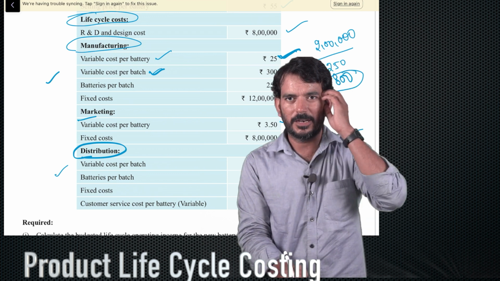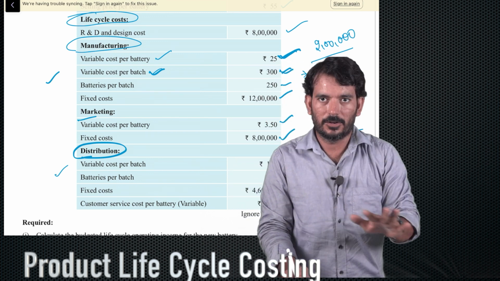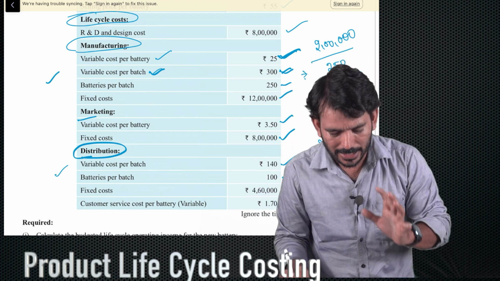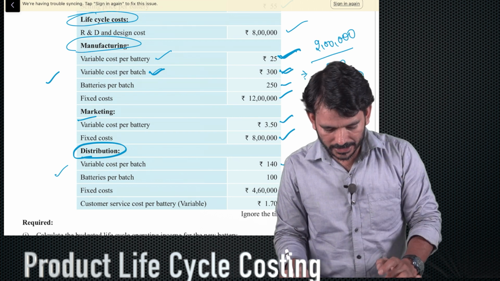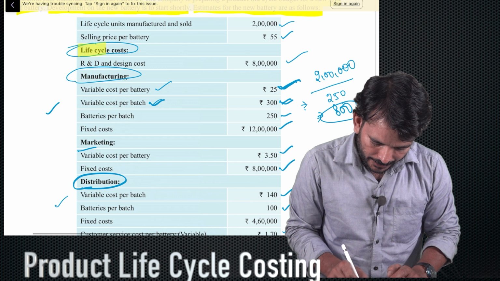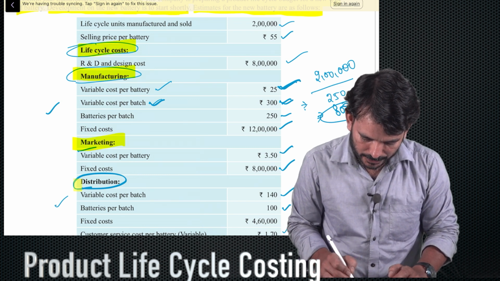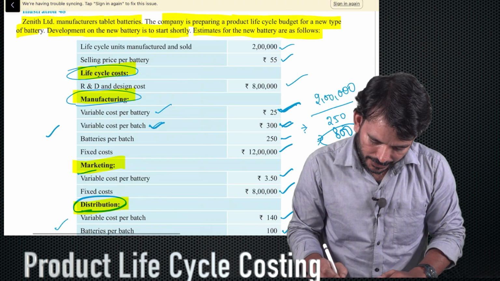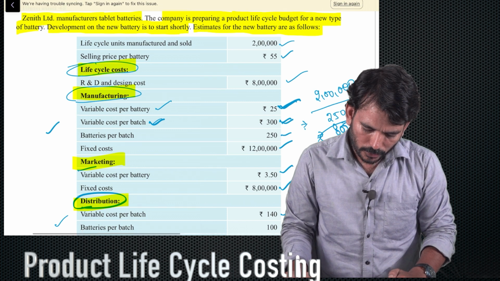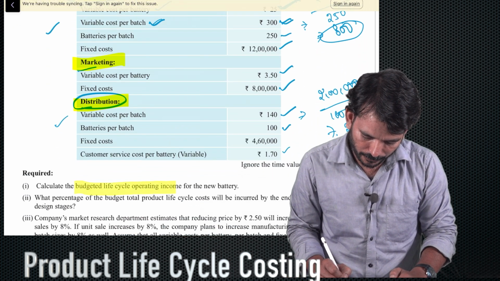Okay, ignore time value of money because you are doing it for 2 years, so don't say that I will be discounting it at a certain rate, which I assume is not required. They simply said in the question that you ignore the time value of money concept. So the question is clear. From the stage of R&D till manufacturing, marketing, distribution, everything they gave. Now we need to calculate the budgeted life cycle operating income for the new battery.